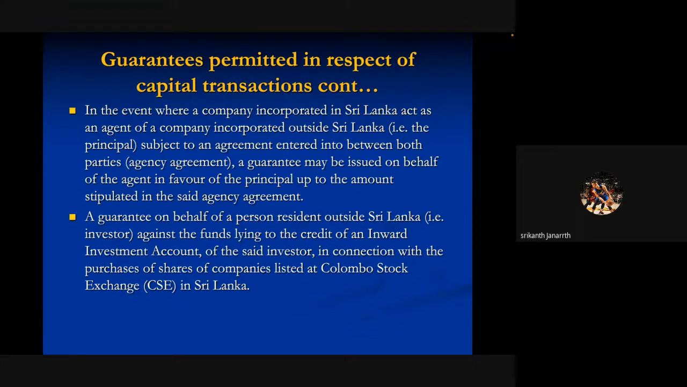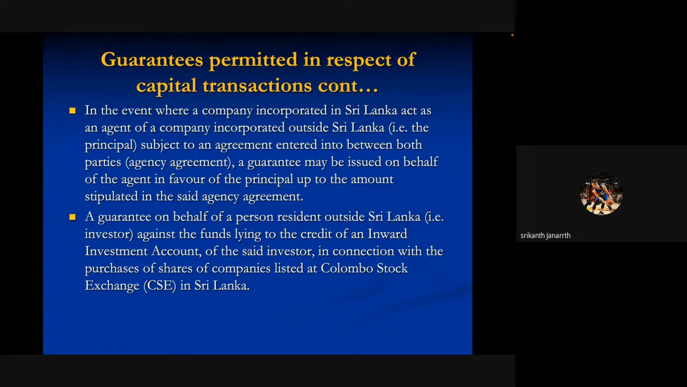So the Airtel agent here will go to their bank in Sri Lanka and issue a guarantee as per the agency agreement. They are supposed to give a guarantee to their parent company. That is possible when you have a legal agency agreement between the principal and the agent.